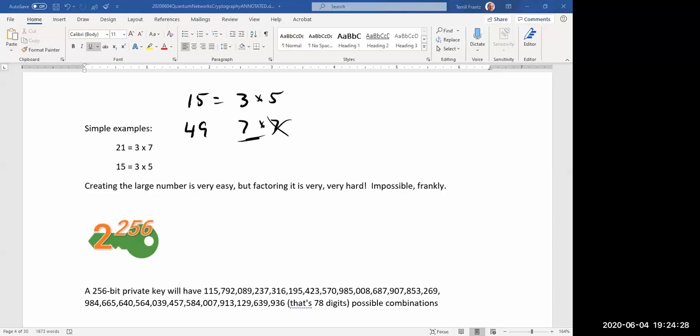So if I gave you the number 115, how long would it take you to figure out what the prime number for that is? Okay, go ahead and try it. Ultimately, what you should get is 23 and 5.